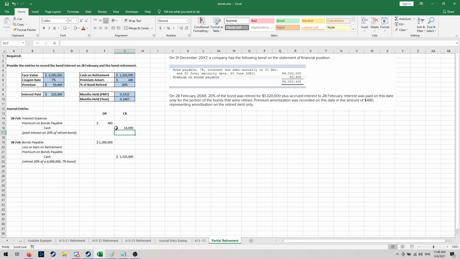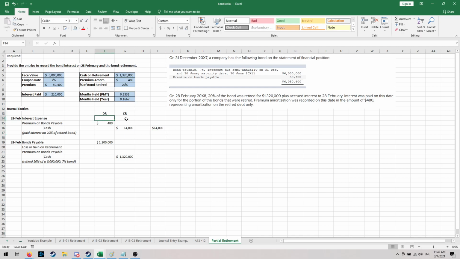Now Connect does take this into account differently. Connect looks at this through the whole year, but you can also arrive at that $14,000 in a different way, and I'll show you here in this cell. If you want to consider the whole year, the amount is going to be equal to $6 million times the coupon rate times 20% of the bonds we're retiring times 2 months of the year, or 2 divided by 12, or it's a little over 16%. And you're going to see that we also get $14,000. These are just two separate ways of looking at it. One with the payment, which is sort of how I assumed the question wanted it done, and one where you consider the whole year, which is sort of how Connect did it.